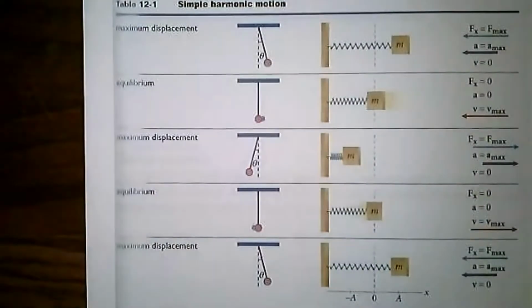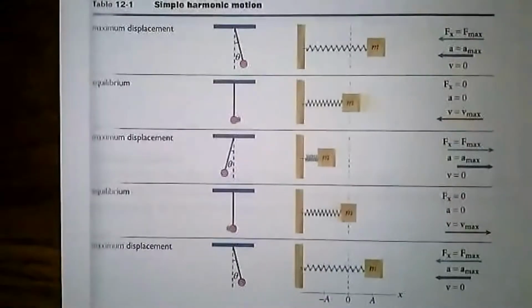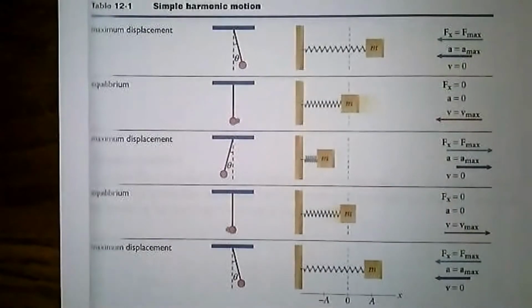So today what I want to do is, instead of talking about a spring mass system, we're going to talk about another system that tends to create simple harmonic motion, and that's a simple pendulum. So what we're going to do here is I'm going to go ahead and first kind of compare these two systems. We're going to look at how the two systems compare at different points in their motion.